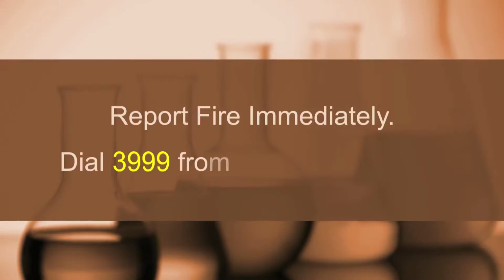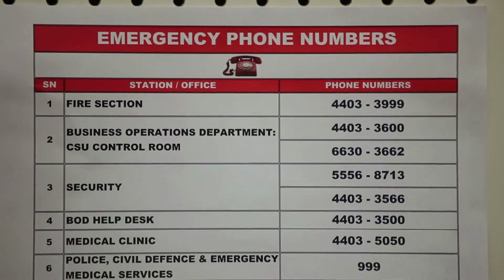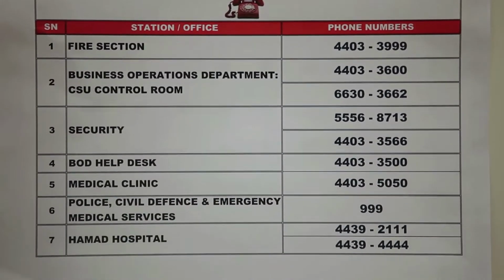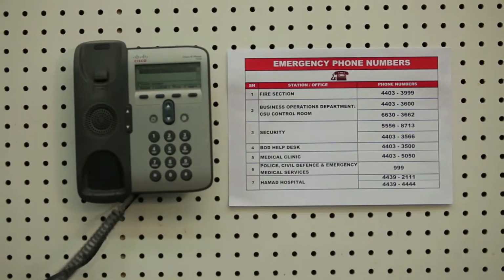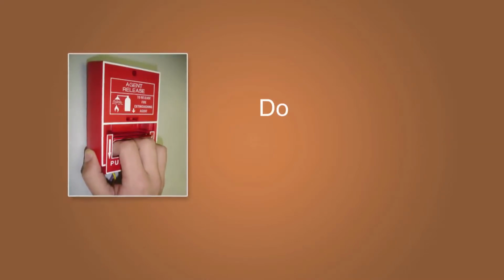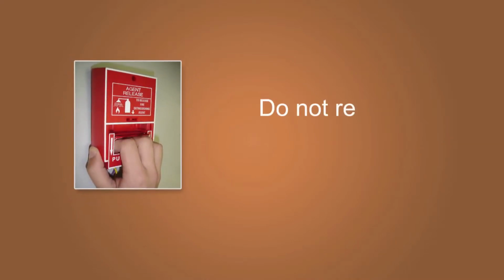When a fire is discovered, regardless of its size, report it immediately from any campus phone. Be prepared to tell the operator vital information such as what is on fire, where the fire is located, if there are any injuries, and if you are going to use a fire extinguisher. Do not hang up until the operator tells you to do so. If evacuation is necessary, pull the fire alarm and proceed to the nearest exit. Do not re-enter the building until authorized by the fire department.